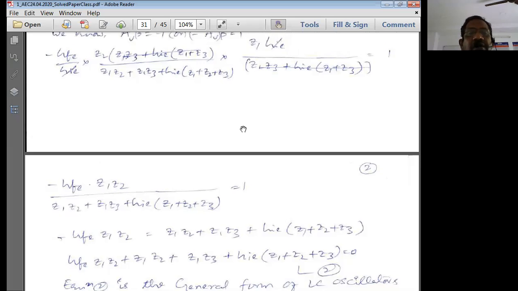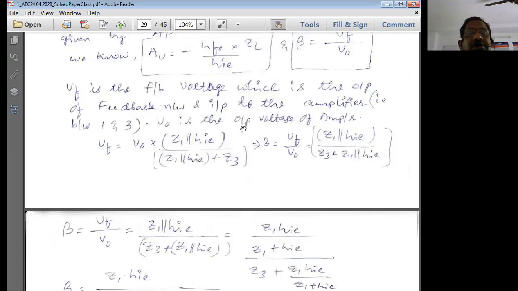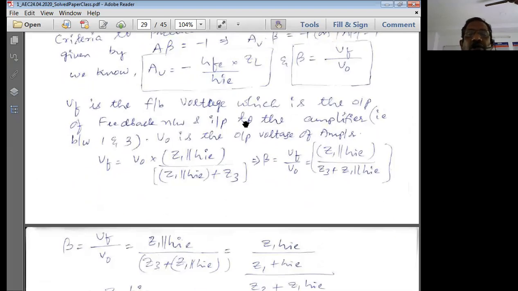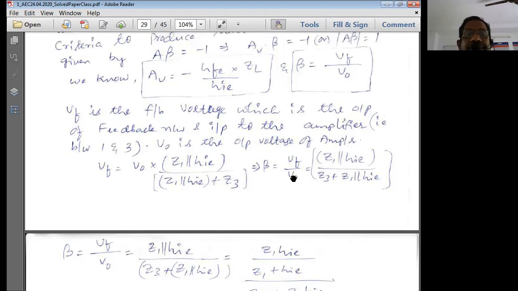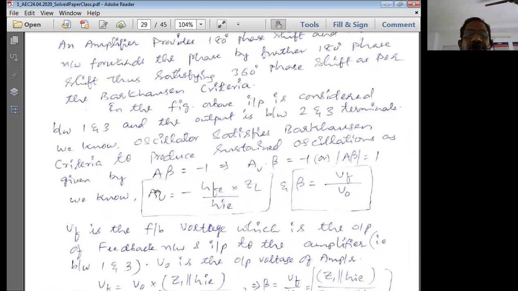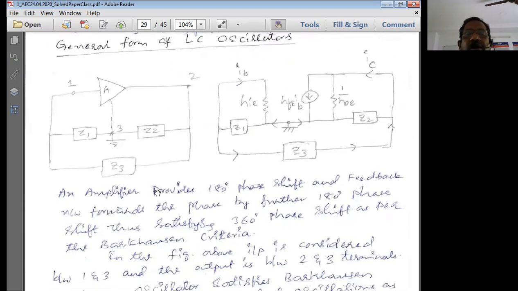So what is the general flow of expressions that we have to bother about first? That means you should understand the combinations. Now we know beta is equal to VF by V naught. So we should find out VF. VF is the output voltage of the beta network. V naught is the input voltage of the beta network. That means V naught is the source for the beta network. So VF is equal to total voltage into the resistance across which we are finding the voltage. Now what is it that we are giving to the amplifier?